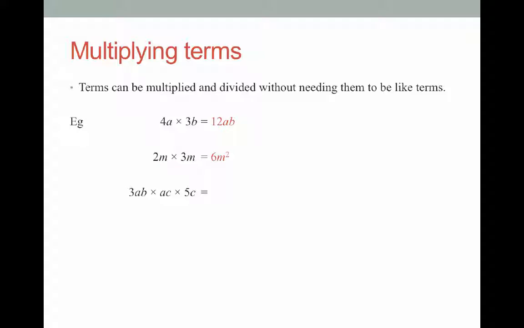Let's look at the third example. We're going to multiply the numbers together. So we're going to do 3 lots of 5, which is 15. Then we're going to multiply all the a's together. So a times a gives me a squared. Then we're going to multiply all the b's together, which is just one of them, so we'll just have the b in our answer. And then we'll multiply all the c's together, which will give us c squared. So 3ab times ac times 5c gives us a simplified answer of 15a squared b c squared.